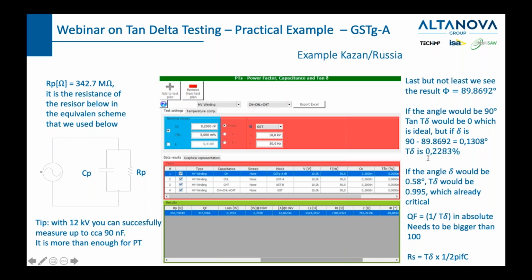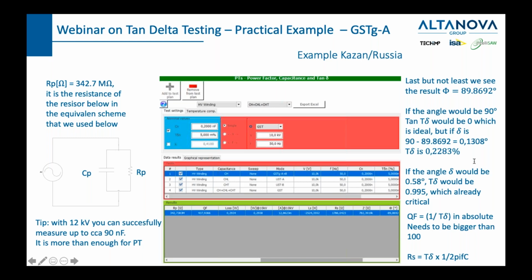Mr. Arshad, can we do tan delta test for GIS or HIS system? It can be done, but it's not that common because you cannot find places to connect to. So in my experience until now, I have not done anything like that. I heard that theoretically it could be done, but I wouldn't actually know how to do that.